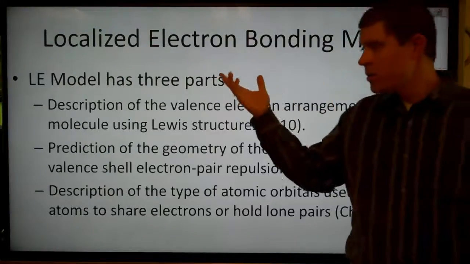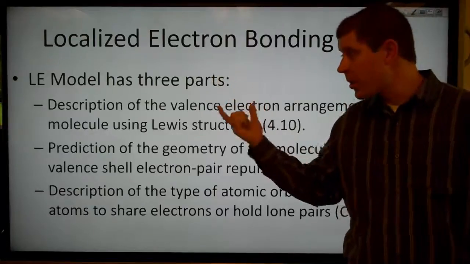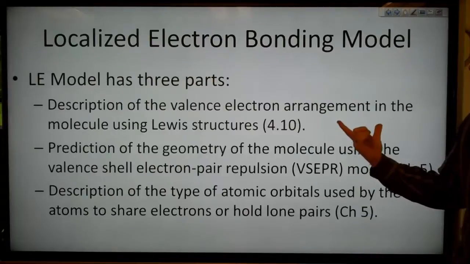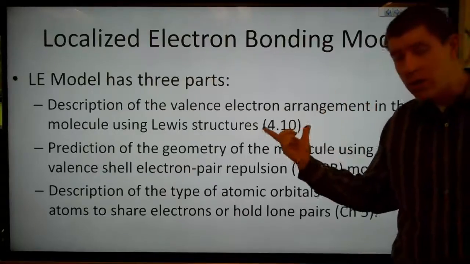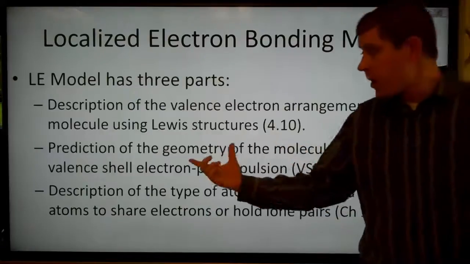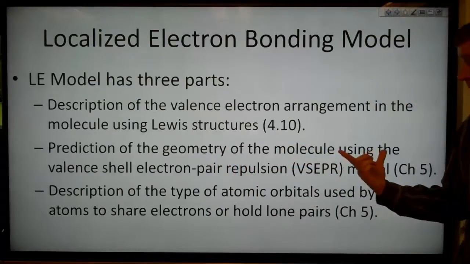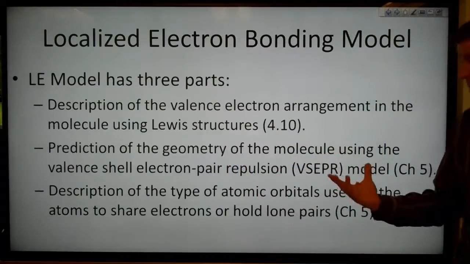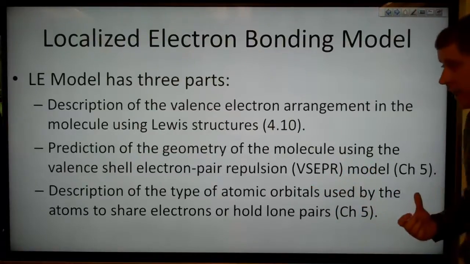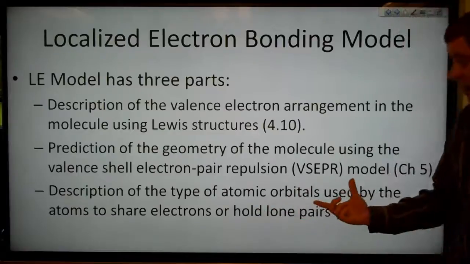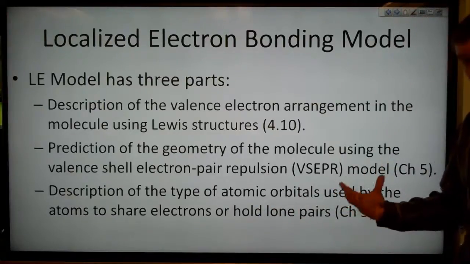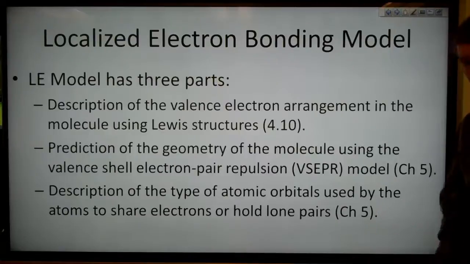And so the localized electron bonding model has three parts. It's got a description of the valence electron arrangement in the molecule using Lewis structures, and that is described in section 4.10. It's got a prediction of the geometry of the molecule using the valence shell electron pair repulsion theory, or VSEPR model. That's discussed in chapter 5. And it's got a description of the type of atomic orbitals used by the atoms to share electrons or to hold the lone pairs. That's also discussed in chapter 5.